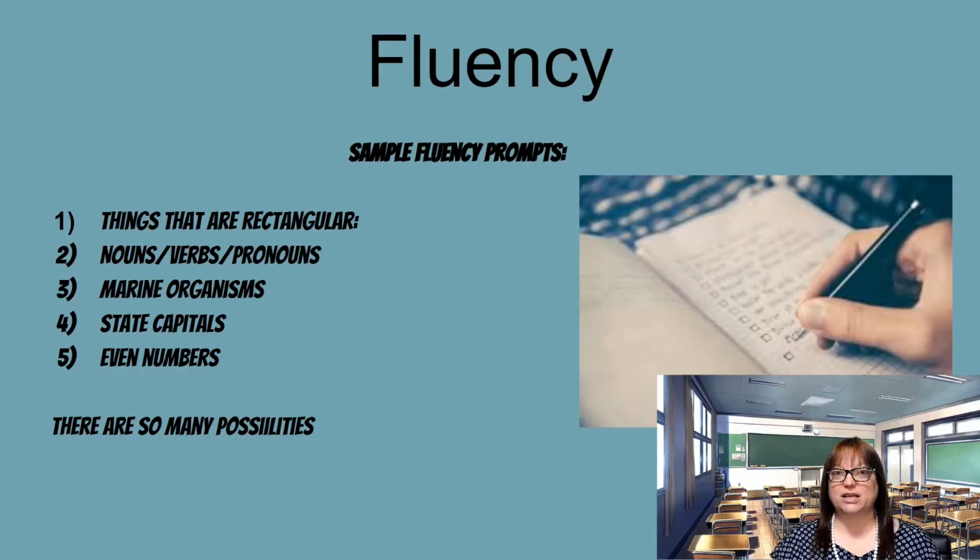For ELA class, it could be nouns, verbs, and pronouns. For science, it could be marine organisms, terrestrial organisms, things that are made out of cells. For social studies, it could be state capitals, cultures of the world, countries, oceans or bodies of water. For math, it could be even numbers, odd numbers. I'm not so great at math, so I don't know exactly where to go with all of that. But basically, fluency is just writing a list.